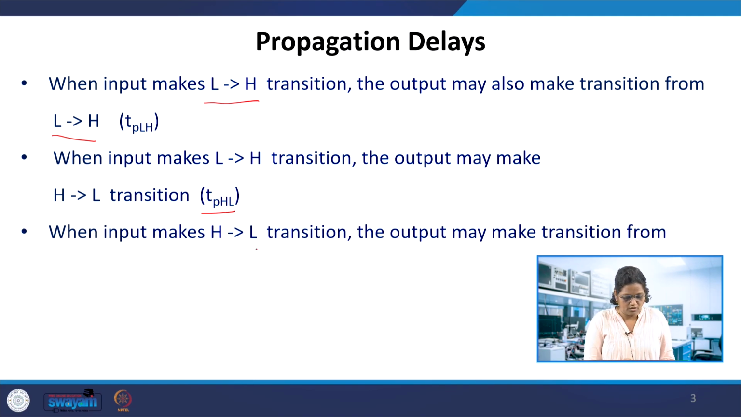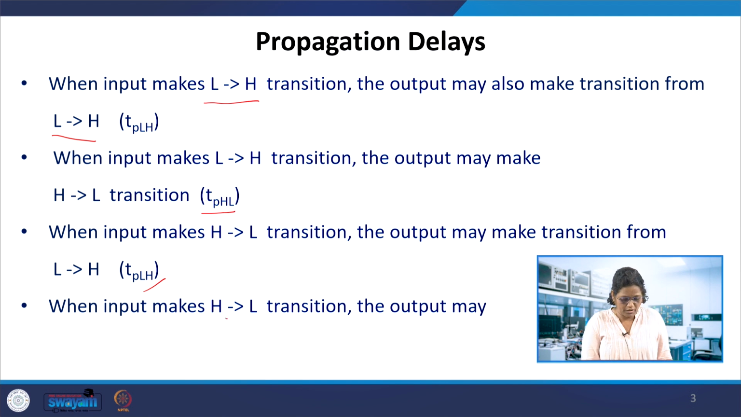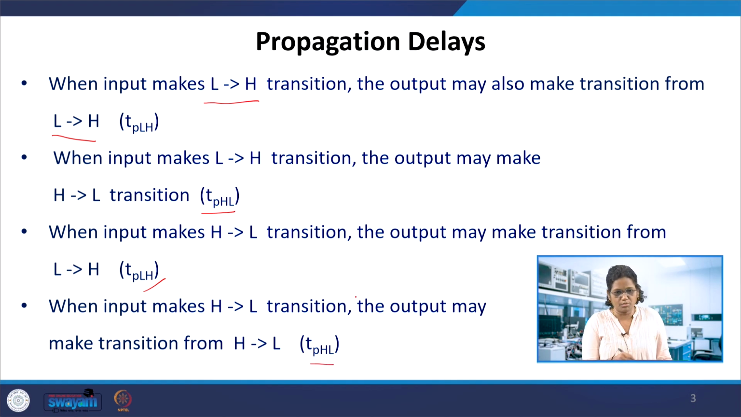The other condition may arise if the input is going from high to low, and the output may go from L to H. In that case also it is TPLH. Whereas if the input makes an H to L transition, the output may go from H to L as well, and in that case it is TPHL. So whatever the input change, from L to H or H to L, the output transition of low to high or high to low gives the propagation delay TPLH or TPHL.